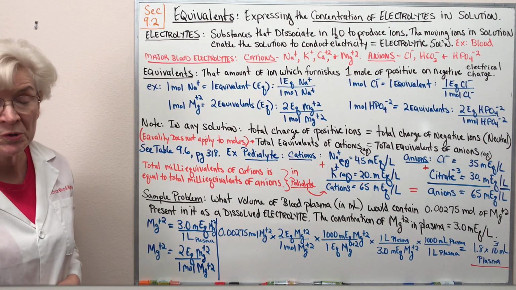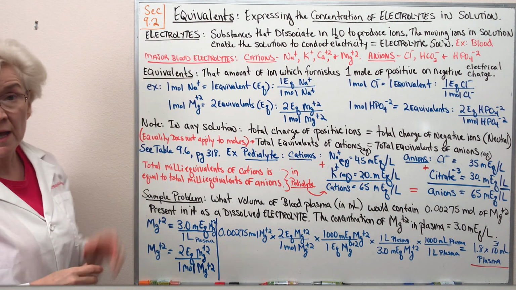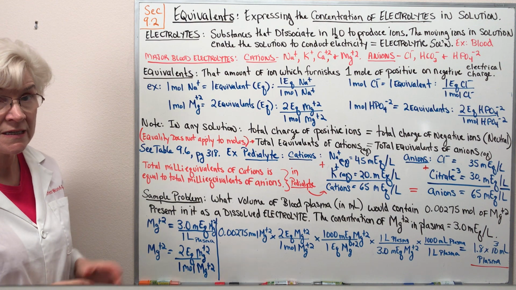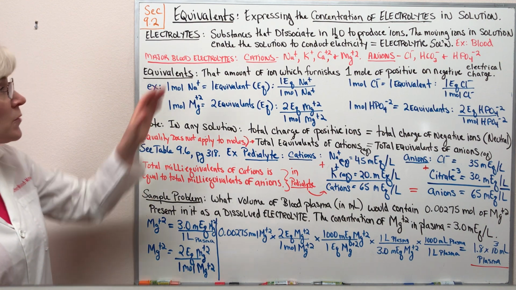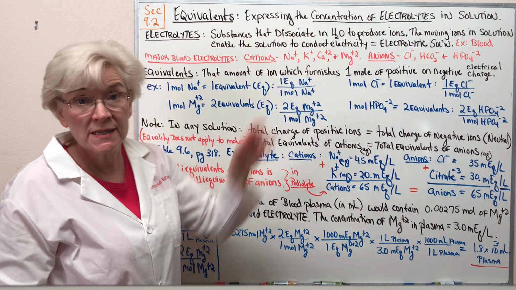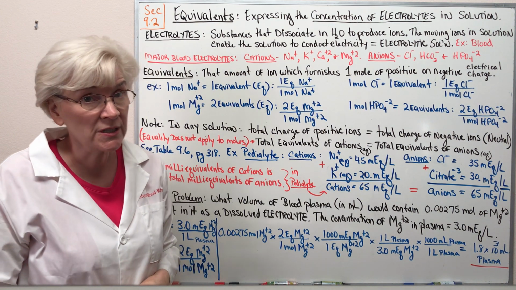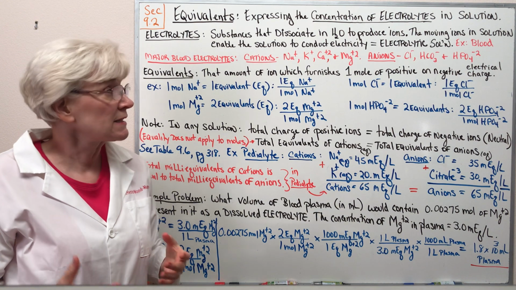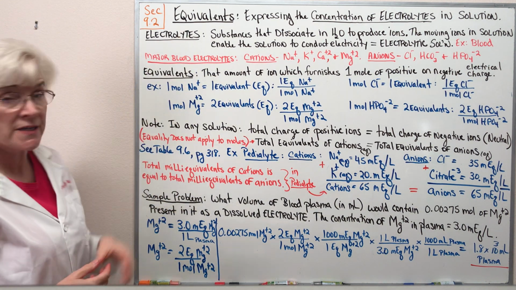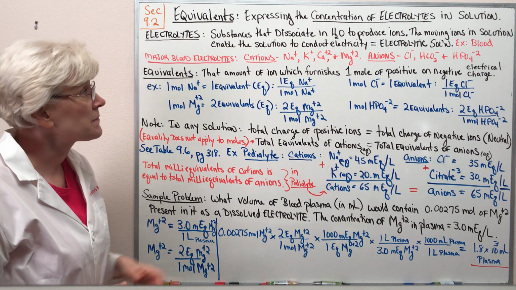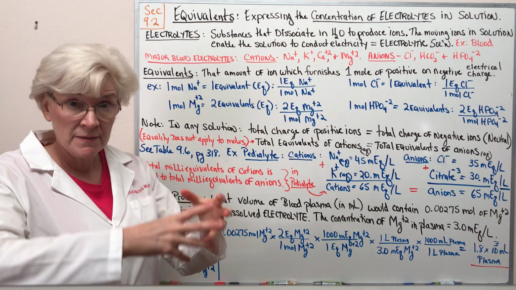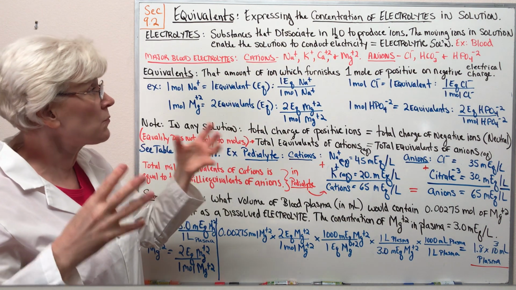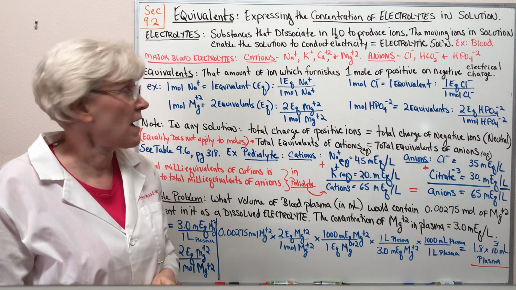In section 9.2 of your text, the concept of equivalence is brought up. Equivalence is a means of expressing the concentration of electrolytes in solution. Now, we've looked at electrolytes in class. You recall that electrolytes are substances that dissociate. That means they split apart in water to produce ions.